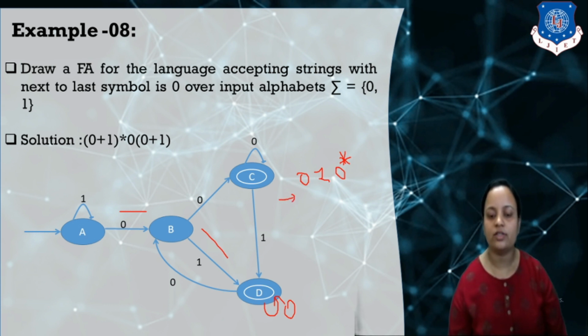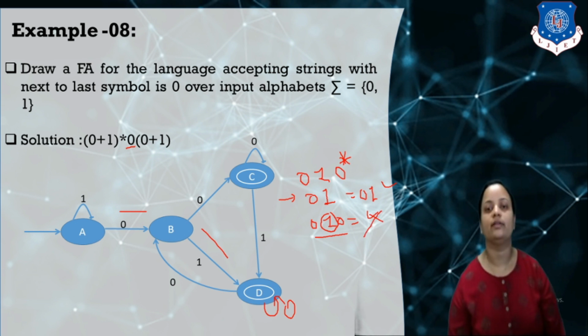So 0 1 star 0. If star is repeated 0 times, it means it is replaced by null. Whenever null appears with any input symbol in a concatenation, it is always ignored. So here the input string is 01, and yes, the string is valid. Now if star is repeated, we get 010. Here the second last symbol must be a 0, but the second last symbol is 1. So it is not valid. That's why we cannot put 0 as a self loop.